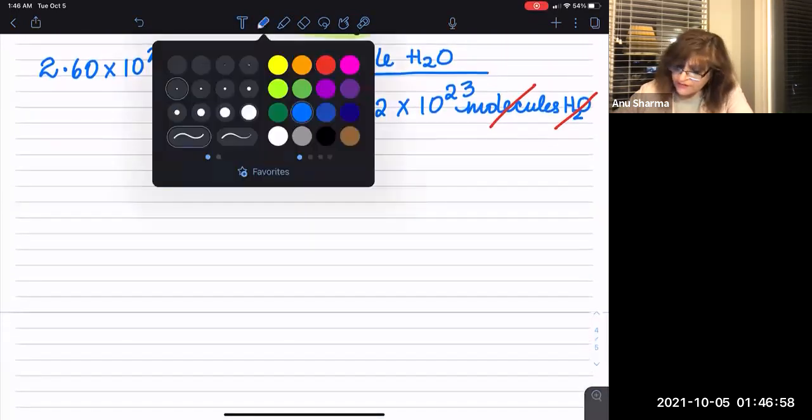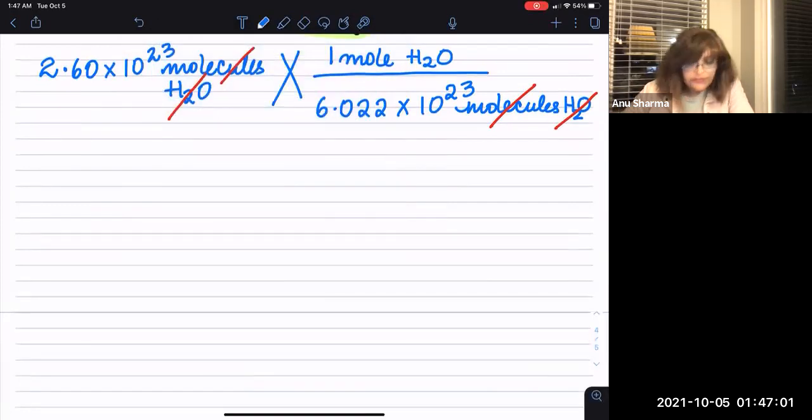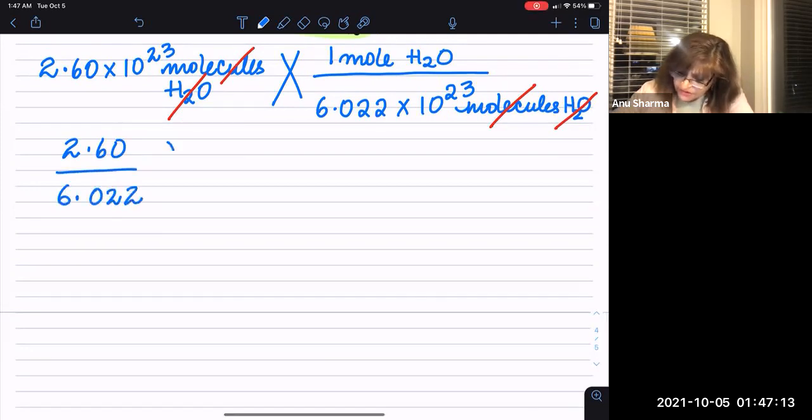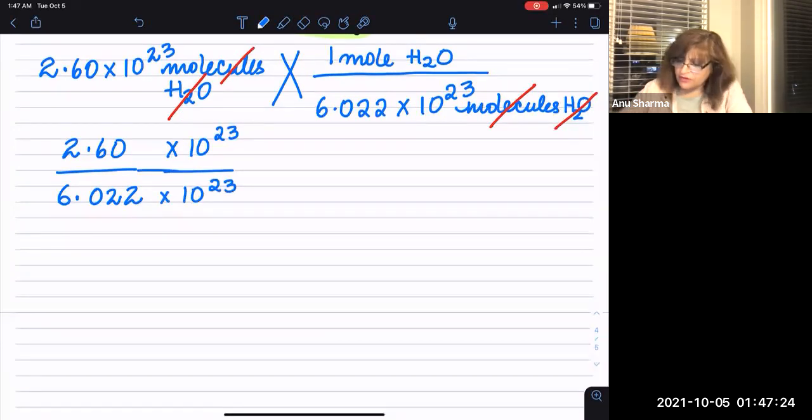So the rest of the stuff is, how do you do that? Now, if it's a scientific calculator, you can do it. If not, then this is how you do it. 2.60 divided by 6.022. And here, just leave the 10 to the power 23 on one side. This one is multiplying, right? 10 to the power 23, they cancel out, but leave that on one side. So do this, 2.60 divided by 6.022.